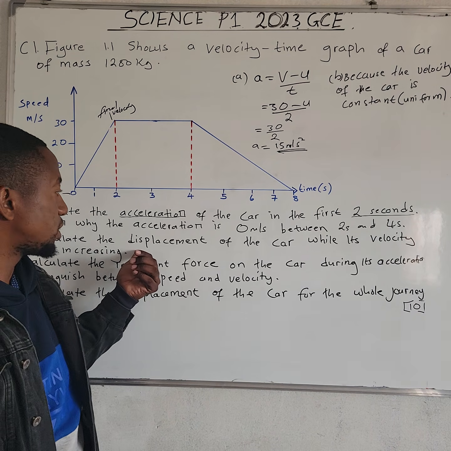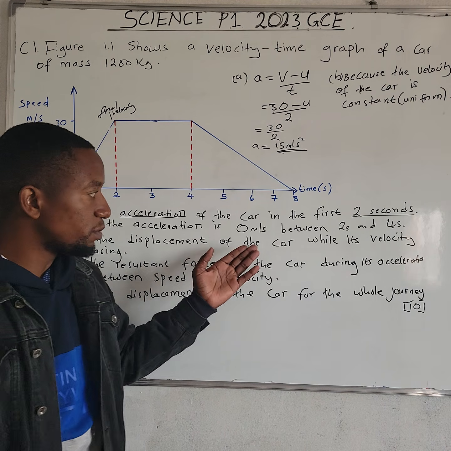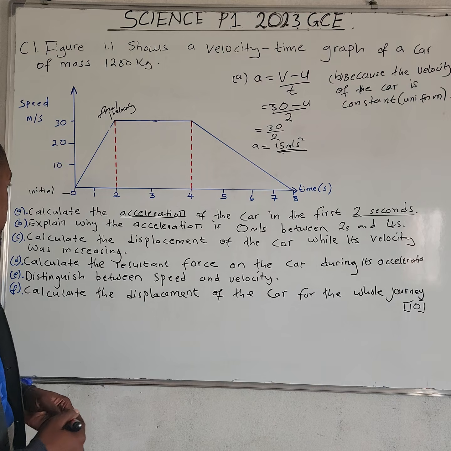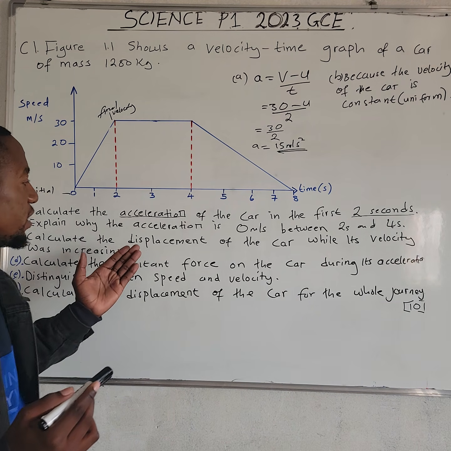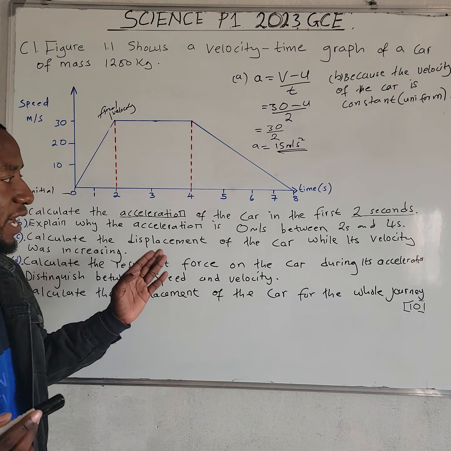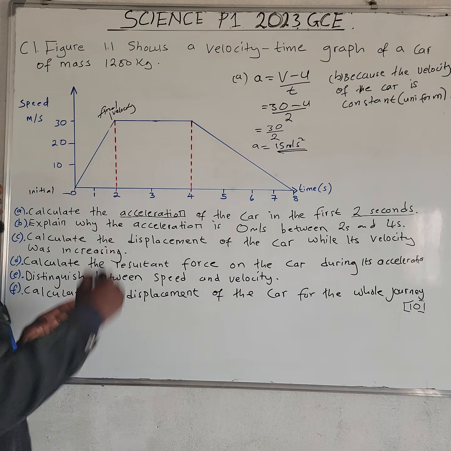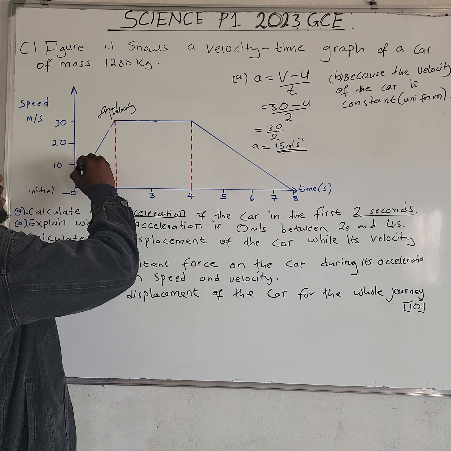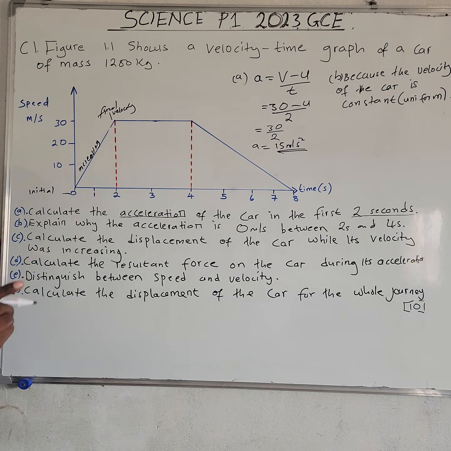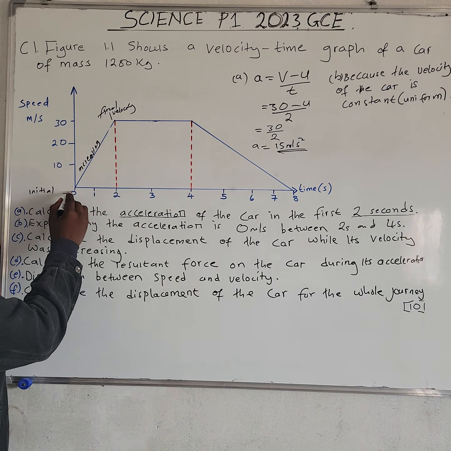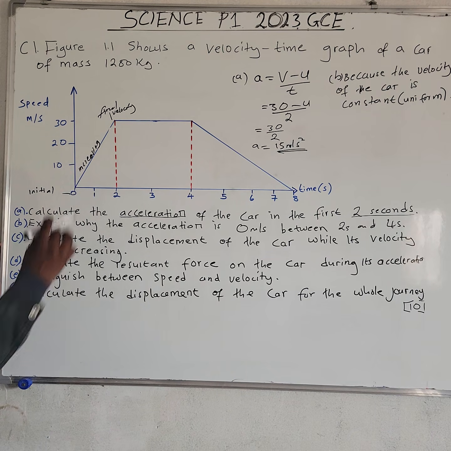Calculate the displacement. So displacement is the same as the distance. Calculate the displacement of the car while its velocity was increasing. If you check this velocity-time graph, the car was increasing here. Remember, the car started from rest, from zero, then it started increasing. So they want us to calculate this displacement.